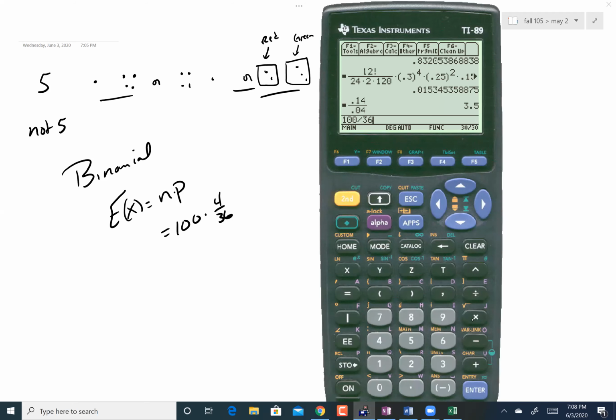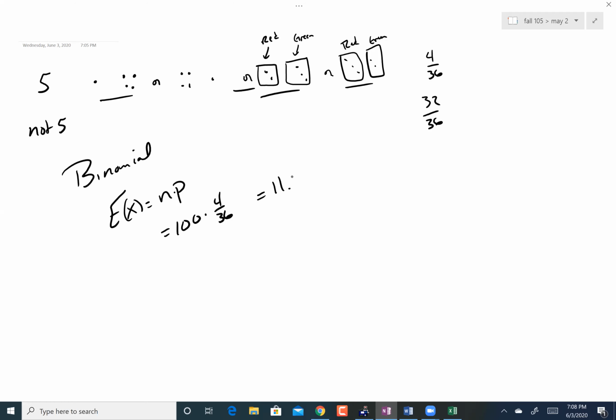Oh, I did it backwards. That'll work. There you go. So I should get about 11.1 5s. That's what I should roll. I should roll 5s 11.1 times.